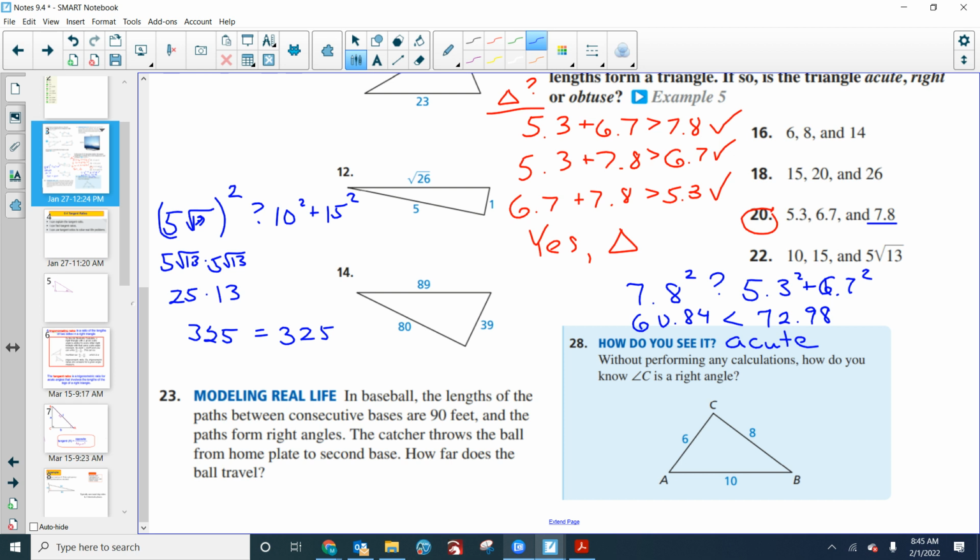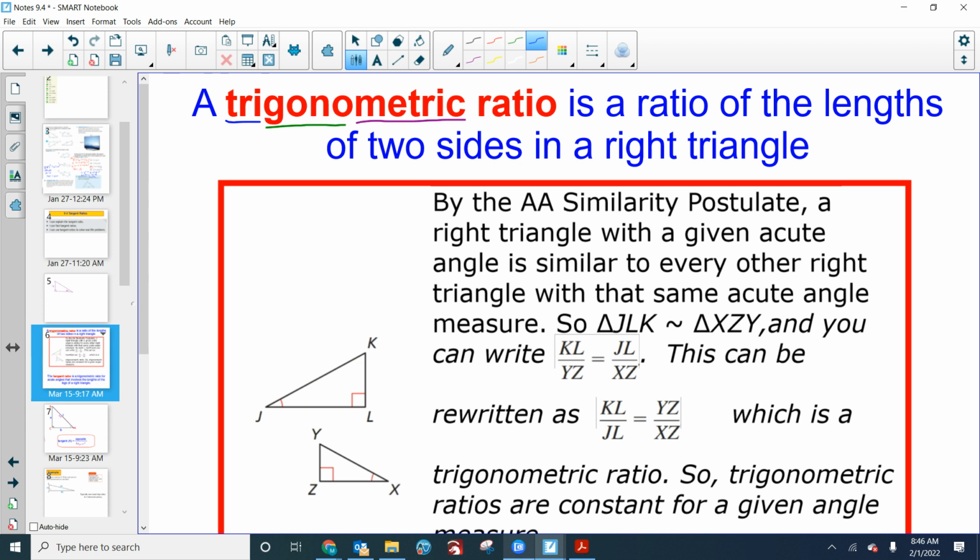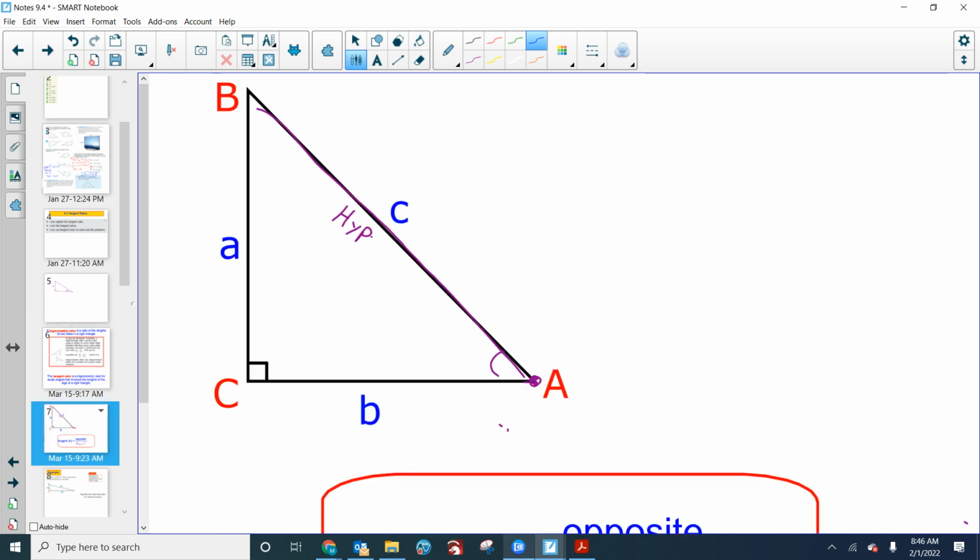All right, I will get into the 9-4 section, a little bit more. We introduced it yesterday. It's called the tangent ratio. We talked about what trigonometry is, and then we introduced what the tangent ratio is.